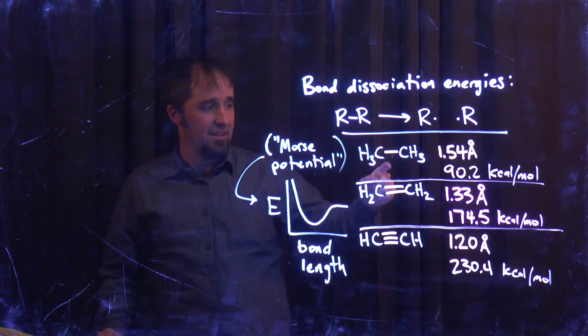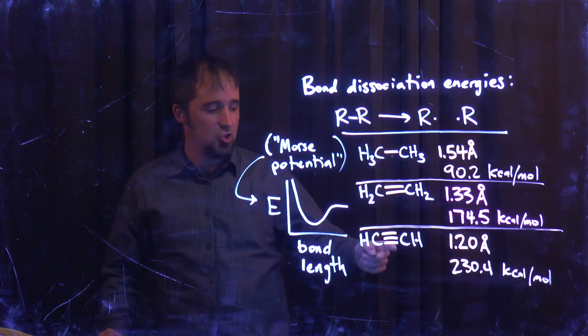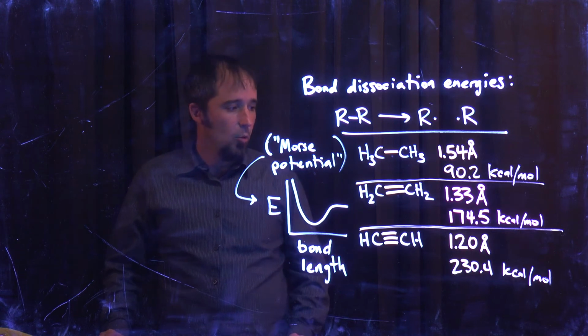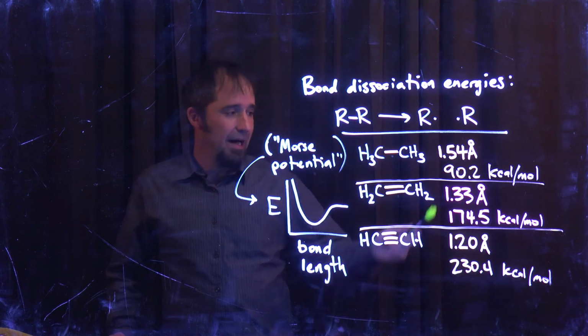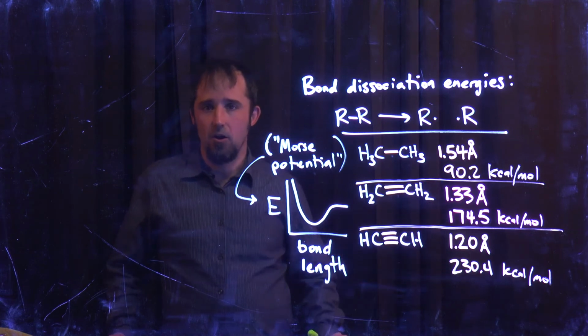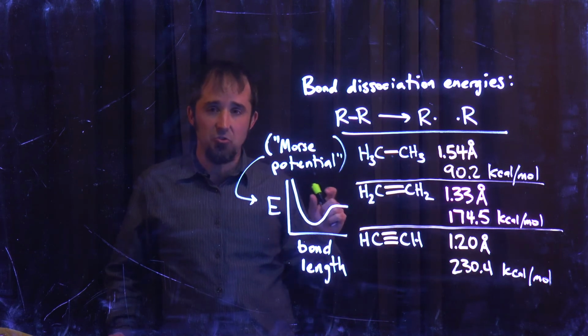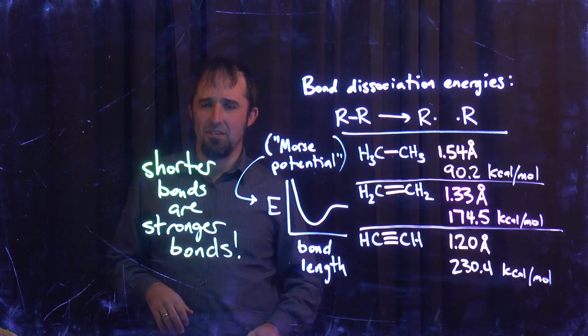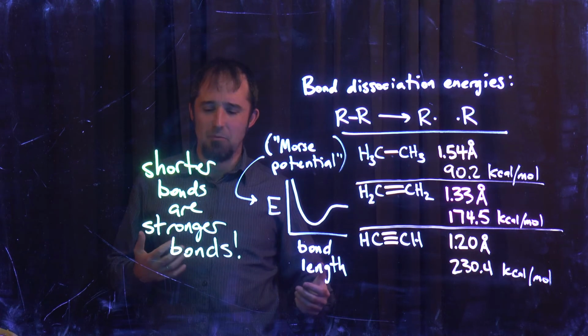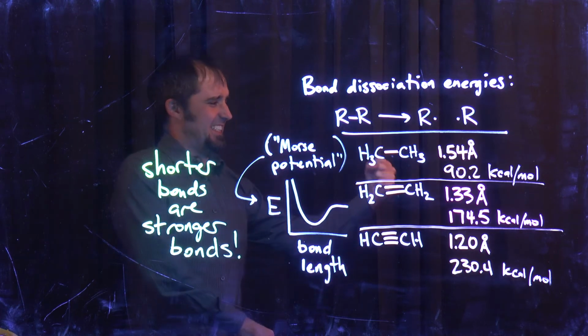Comparing single bonded ethane, double bonded ethene, triple bonded ethyne, what you can see is that the bond gets shorter and the bond gets stronger, right? And those two things are intimately linked. Shorter bonds, stronger bonds. There must be some good way to remember that. Let me think about it.